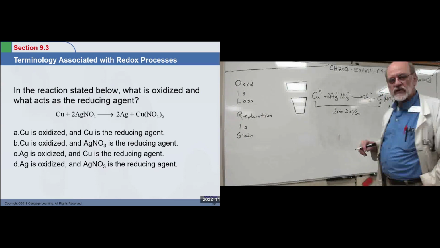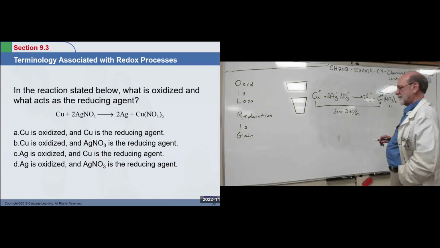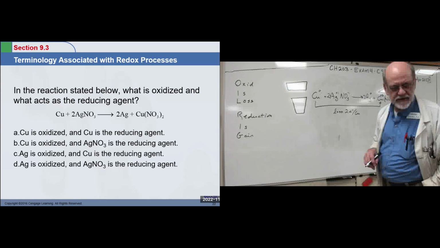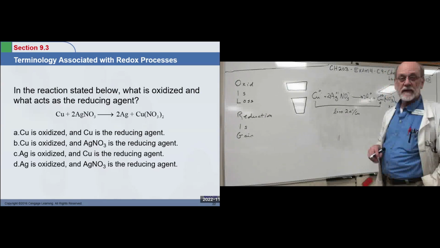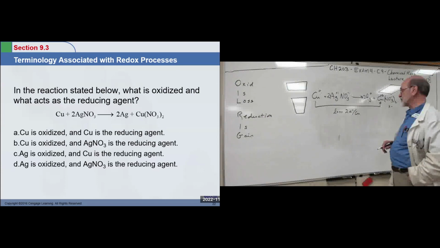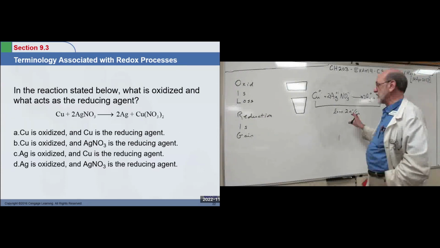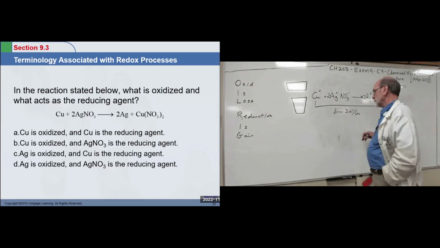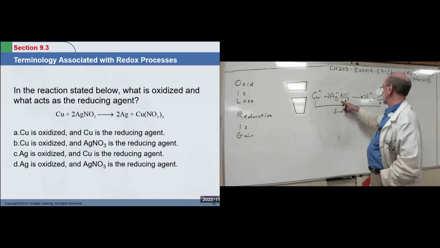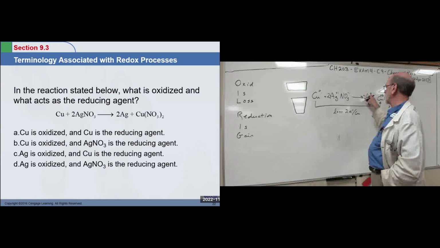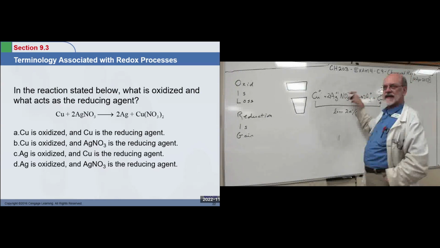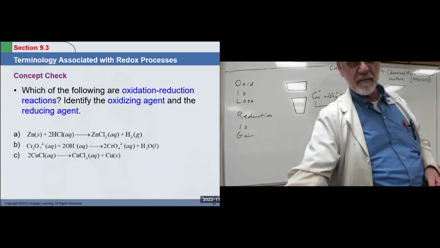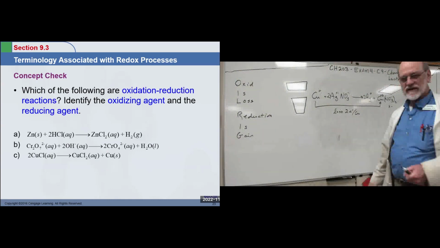And what was the reducing agent? Let's see. What's oxidized and what acts as, well, copper's both. It's oxidized, which means it is the reducing agent. Silver was reduced. It went from +1 to 0, and it's the oxidizing agent. Okay.